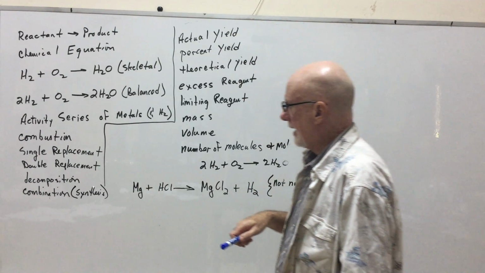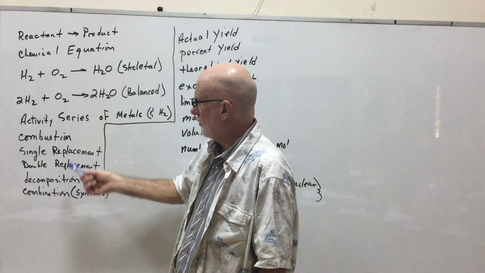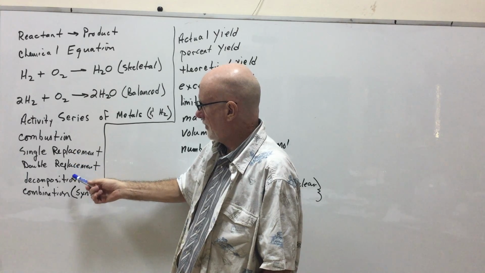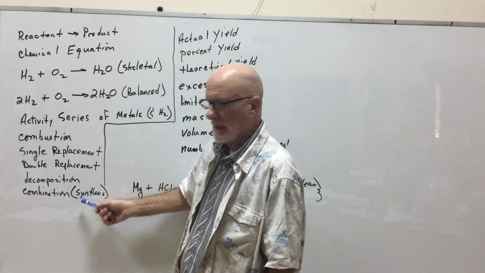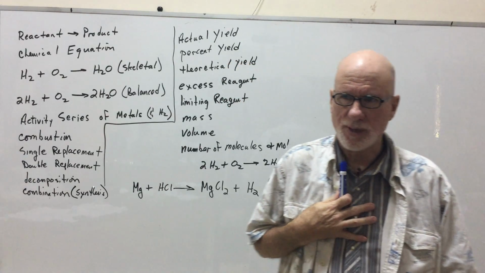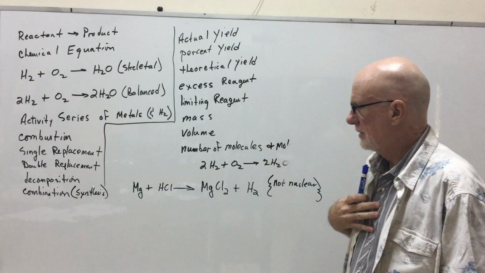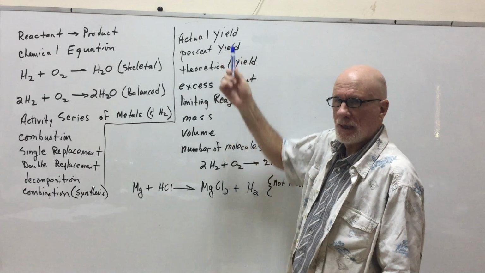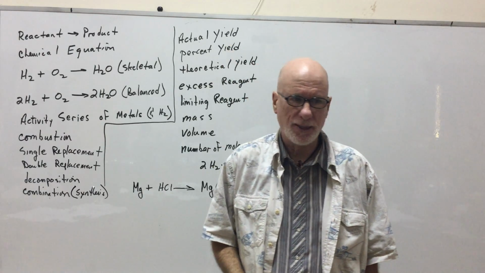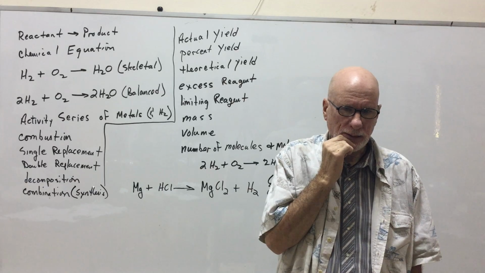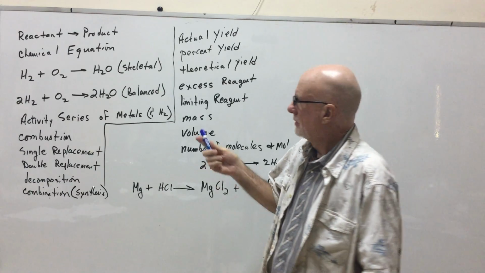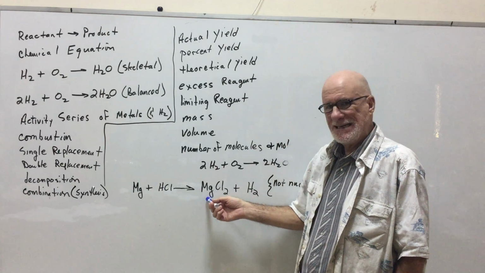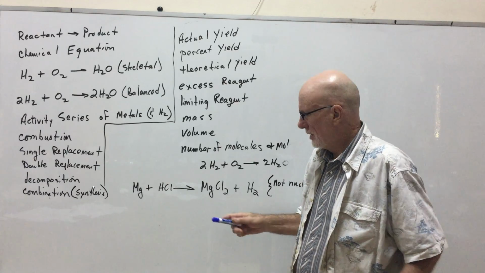Okay, we have different kinds of reactions. Combustion reaction, single replacement, double replacement, decomposition, and combination. I call it a synthesis reaction, but they're also known as combination reaction. You need to know what actual yield is. If you're doing an experiment and you're producing a chemical, you're producing magnesium chloride. Clear?